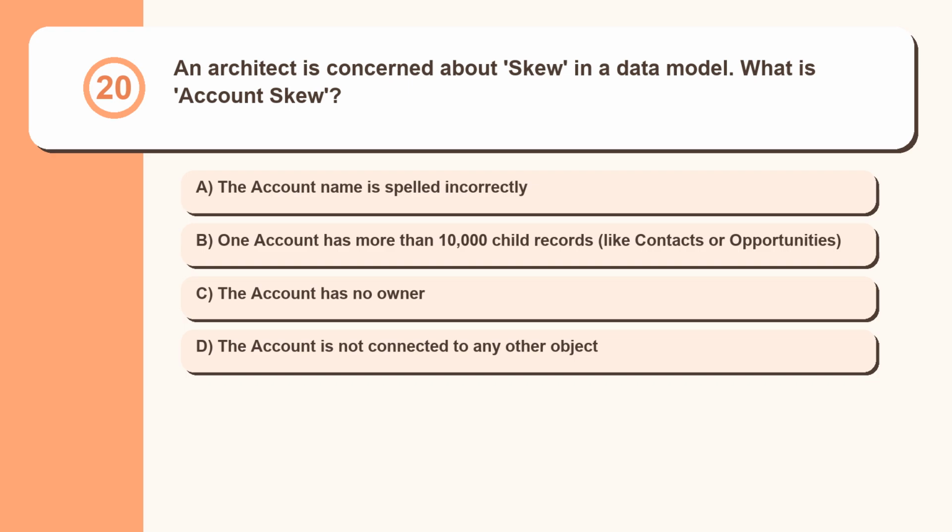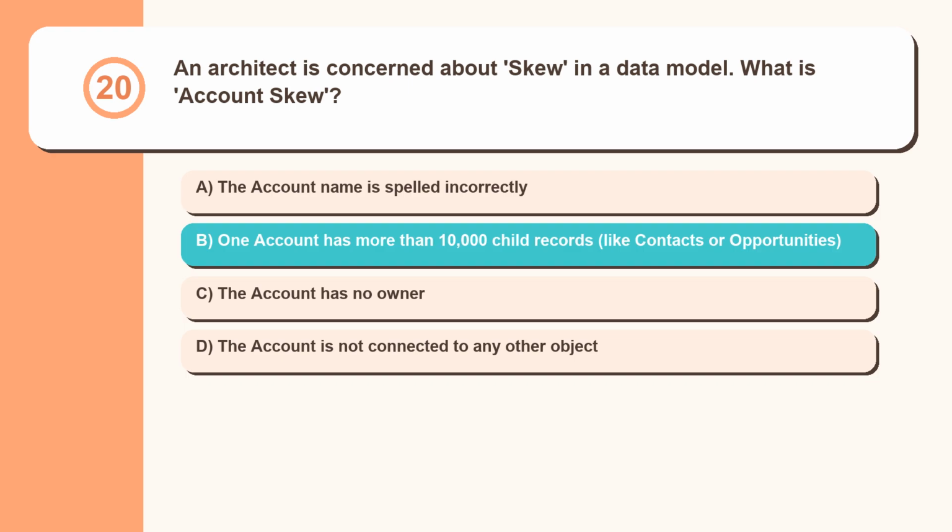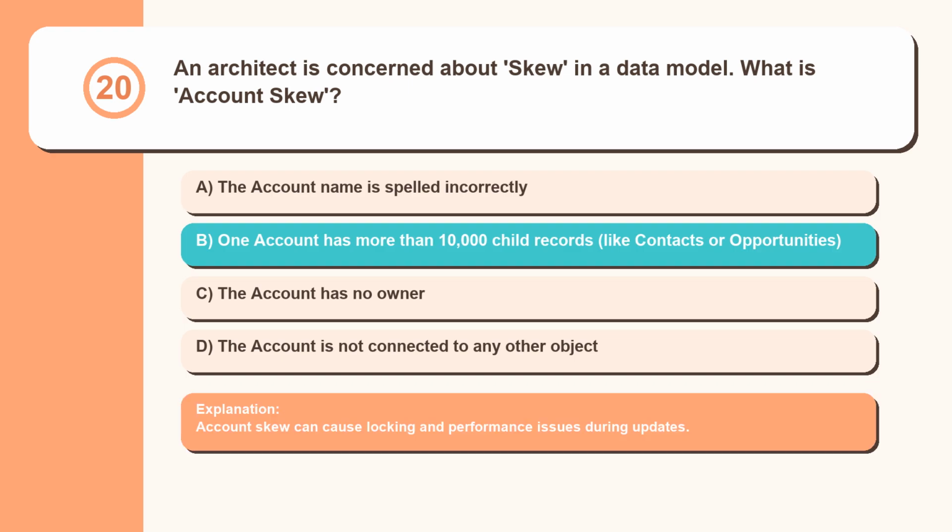Question 20. An architect is concerned about skew in a data model. What is account skew? The account name is spelled incorrectly. One account has more than 10,000 child records, like contacts or opportunities. The account has no owner. The account is not connected to any other object. Account skew can cause locking and performance issues during updates.